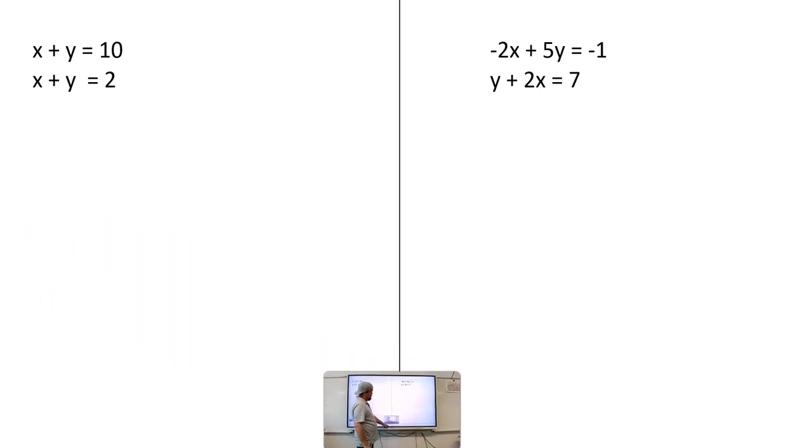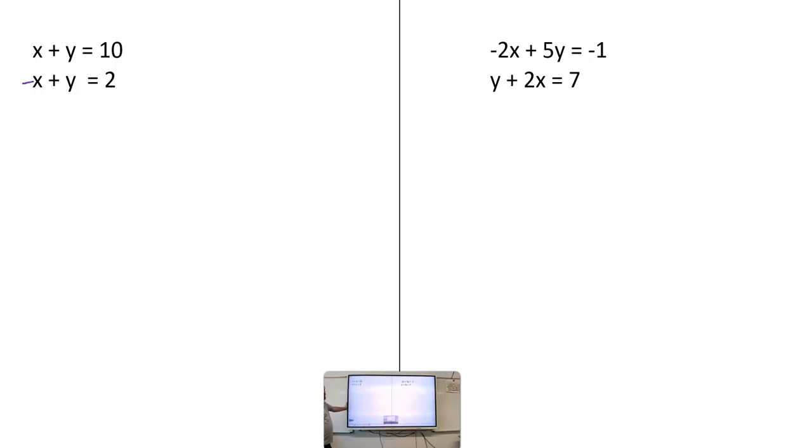Okay, let's take a look at 2 more. Okay, on this first one, well, I'm going to change this. I didn't write this one down correctly. We're going to say that this is a negative x plus y equals 2. Okay? So we're going to go ahead and solve this one.